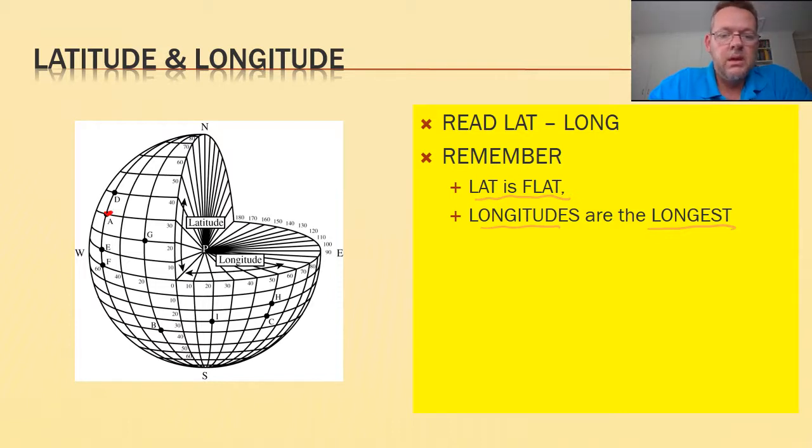So if we have a look at A, we need to say, where is this point A? So we read our latitude scale to find our latitude. So it's 30 degrees. Now it's above the equator, so it's got to be north. And then we have a look here and we read 20, 40, 60 degrees west.